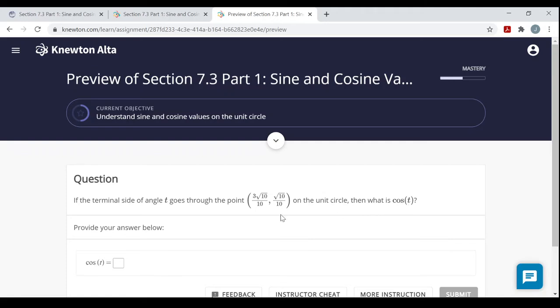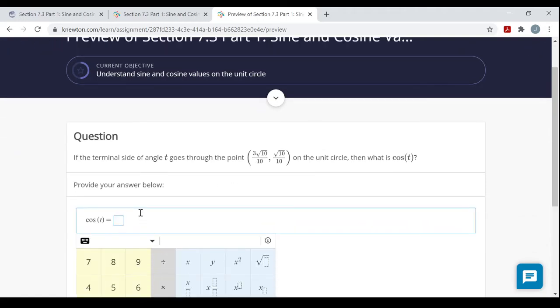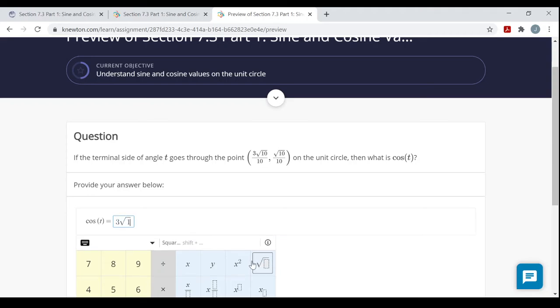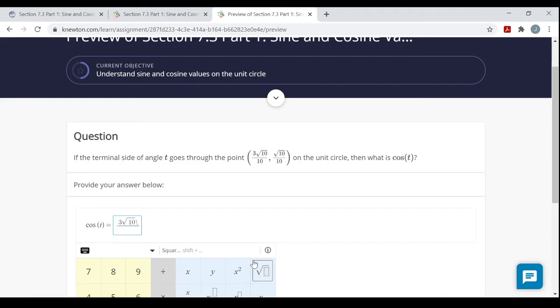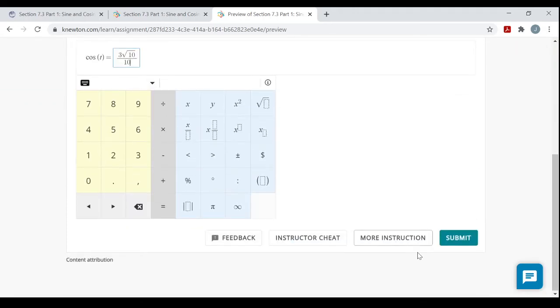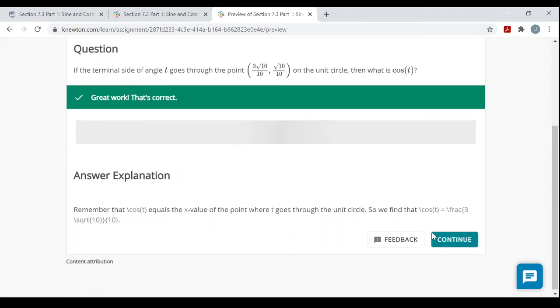What is the cosine of this angle T? Well, remember, the cosine of an angle is the x-coordinate of a point on the terminal side that's on the unit circle. A point on the terminal side that's 1 unit away from the origin. So the x-coordinate, this 3 times the square root of 10, so 3 times the square root of 10 divided by 10. I don't know why I had the backslash in there. Hold on, let me get rid of that. So the x-coordinate corresponds to the cosine. Right?